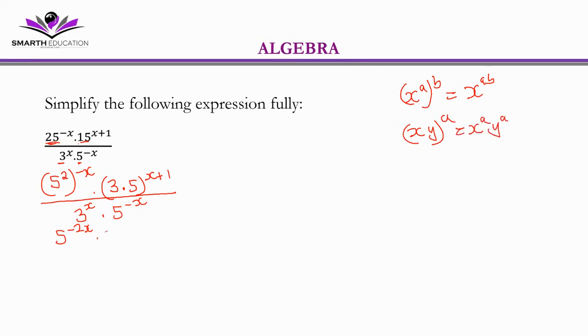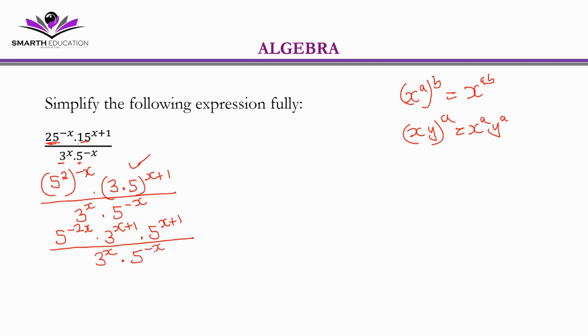So it's going to be 3 to the power x plus 1, and then 5 to the power x plus 1. We're dealing with this one here. And then we're done with the numerator. Let's go to the denominator. Denominators are still fine. The bases are already prime, so it's 3 to the power x times 5 to the power negative x.